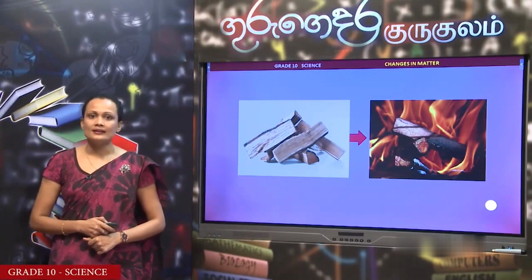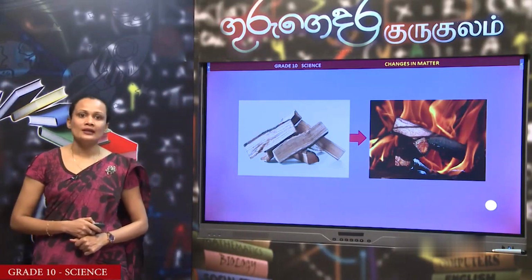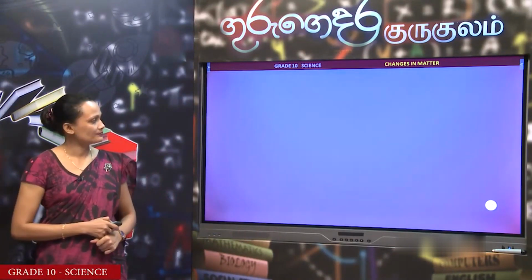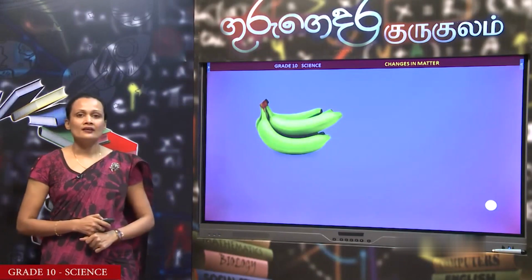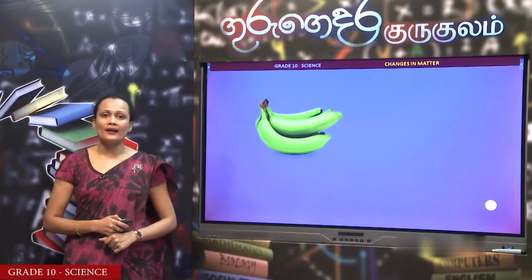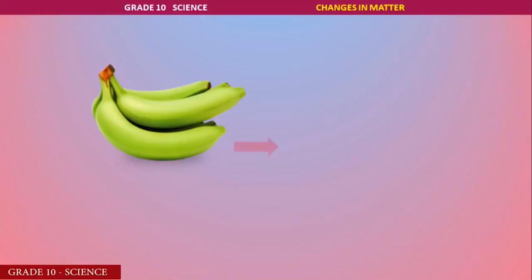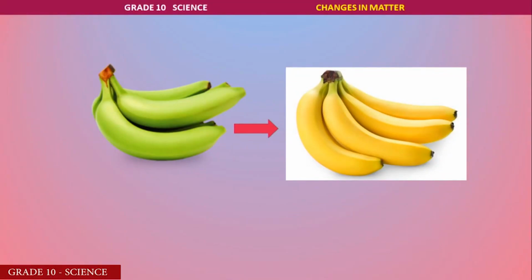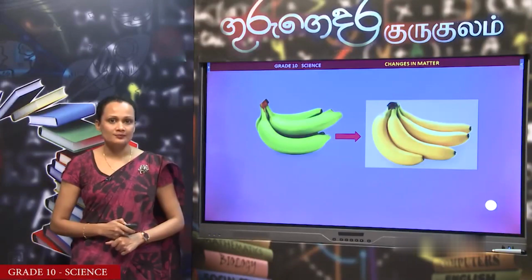Now let's see another example of chemical changes. Here, look at that one. A picture of a bunch of bananas. With time, what happened to that one? It is ripening. That means a new substance is formed. Ripening of banana is another example of chemical change.